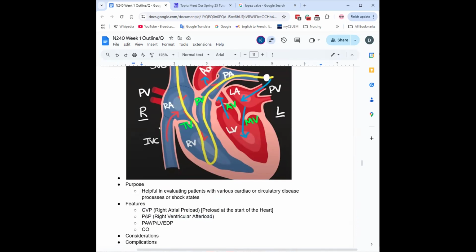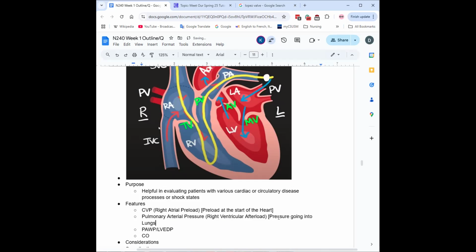So your pulmonary, I'll write them out so it's not as confusing. Pulmonary arterial pressure. This is the pressure in your lungs, essentially. And this is the pressure your heart has to beat to make it to the lungs. Okay, so this is pressure going into lungs.